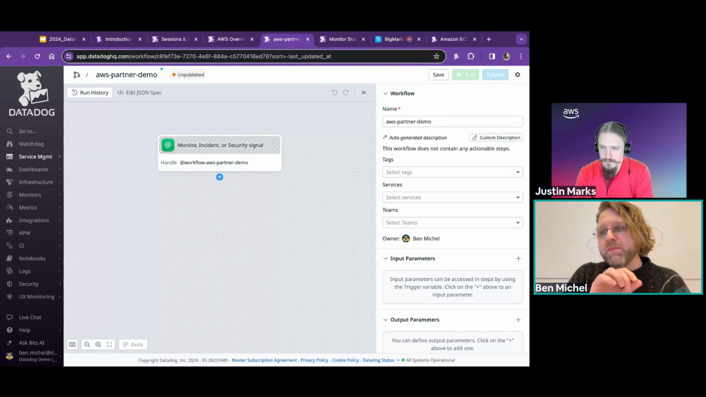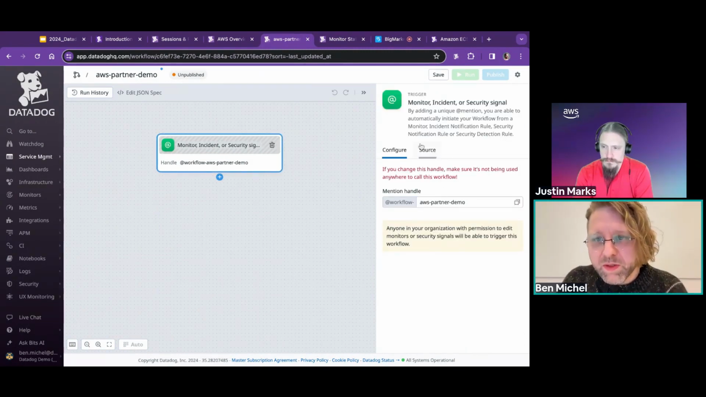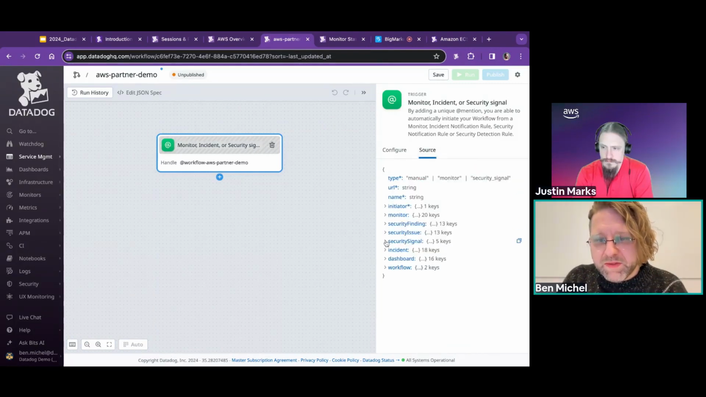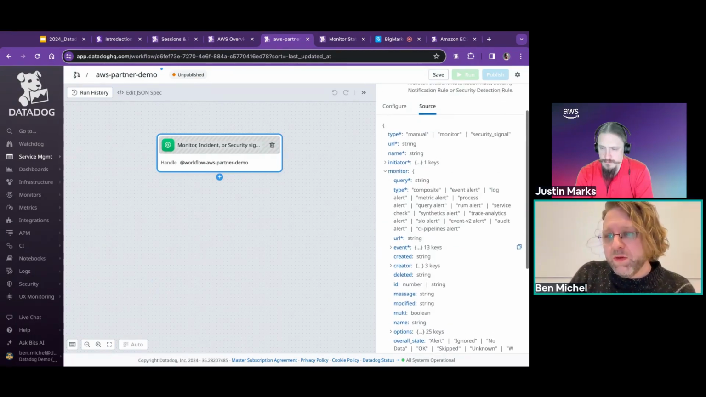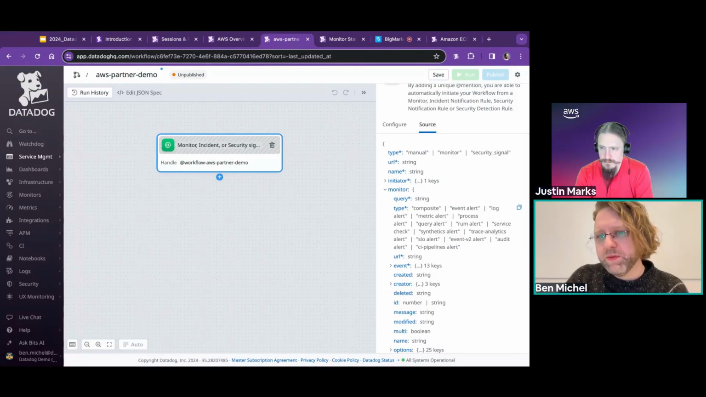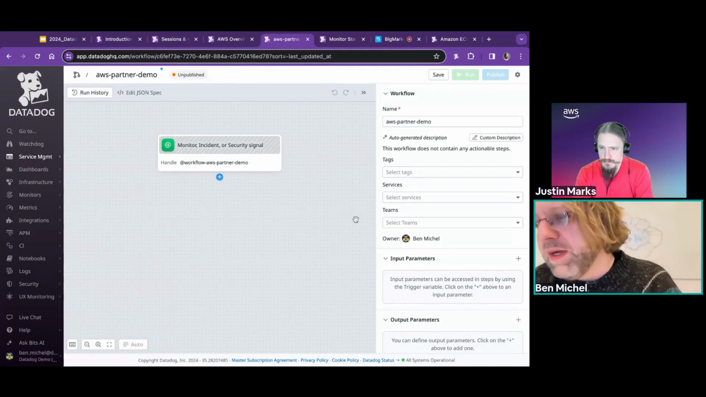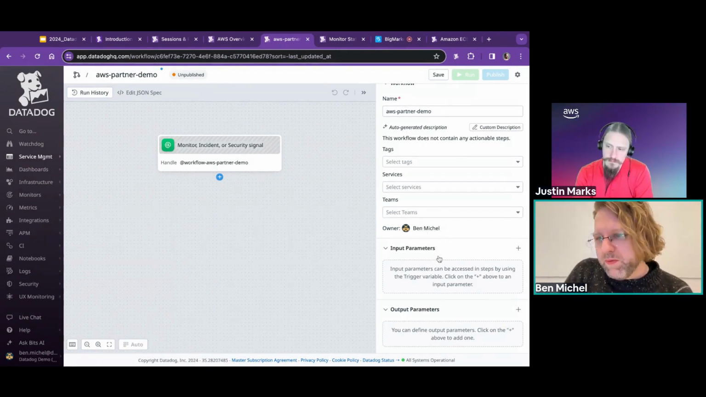We changed the name of the workflow. We got our handle here, which is going to be extremely important to correlate that monitor to this. By default, I have a lot of information already available to reference from a particular monitor, just out of the box. But I may want to have more information than what is coming out of the box from the monitor to be available for this workflow. So I'm going to add an input parameter, which is going to help us get that additional context in here.